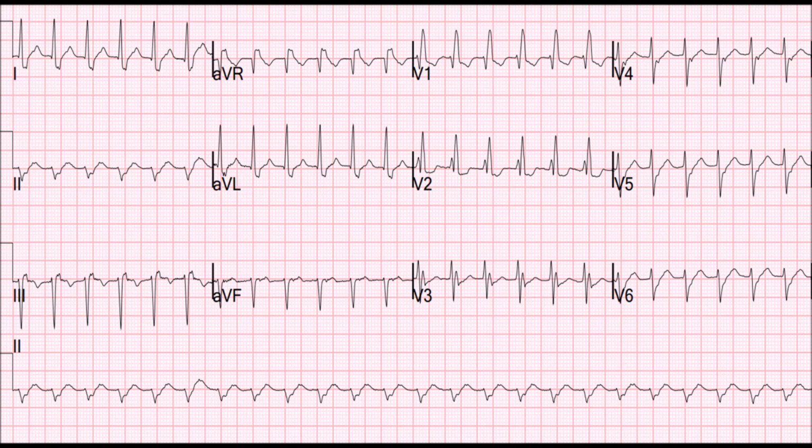If it's SVT, what happens with the adenosine or carotid sinus massage? Does it slow down or does it stop it? It's only two things. Typically, it stops it. With one exception, right? Again, there's always exceptions. Going back to this, right?